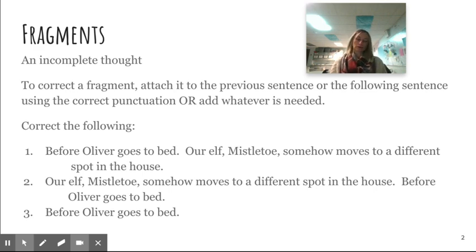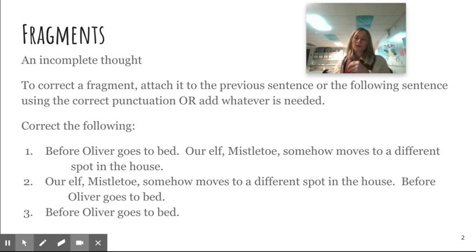Number 3, before Oliver goes to bed. In this case, you can put a comma after it and then add what you want to it. Before Oliver goes to bed, comma, he brushes his teeth, period. You could swap that around, though, and avoid the comma. You can say Oliver brushes his teeth before he goes to bed and not use a comma. Okay? So those are just a couple of examples. Often the main way to fix fragments is by putting that comma in or combining two things together.